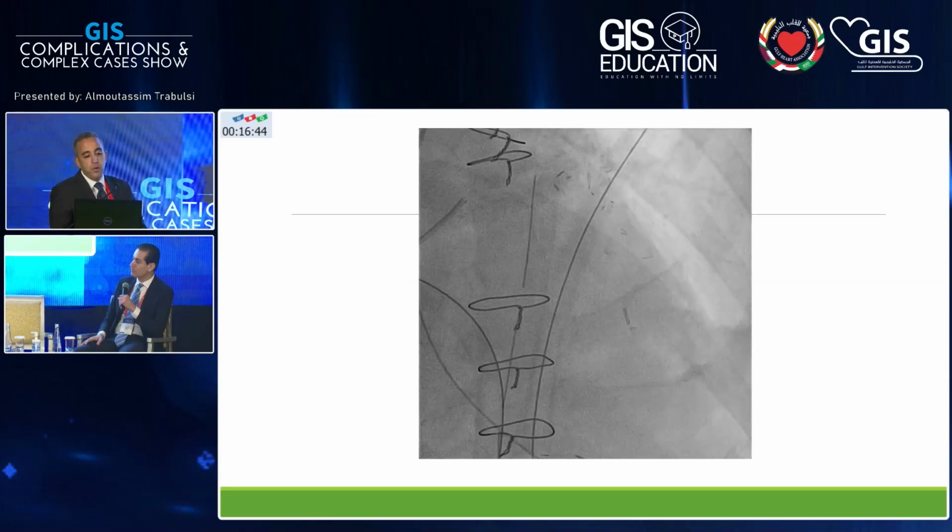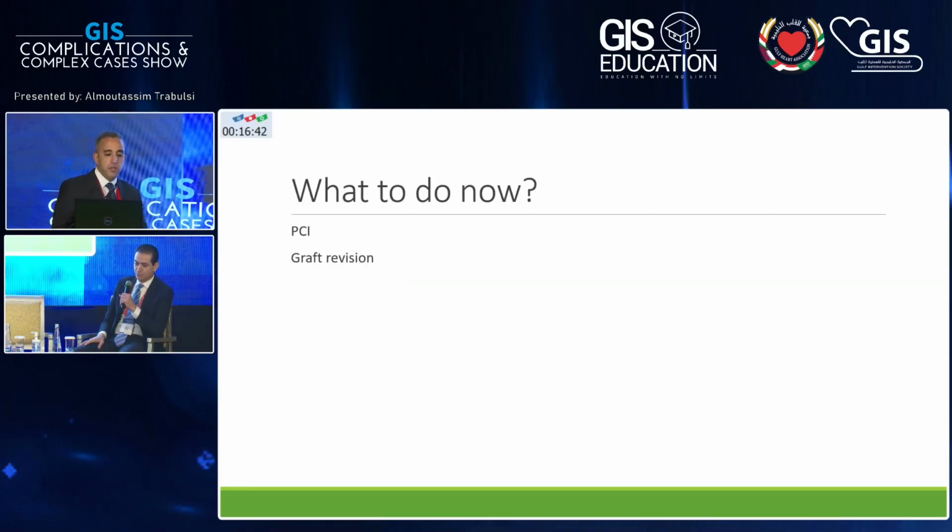My question now to the audience is, for the PCI, what would the option be? We have a CTO on the LAD, and then you have probably the culprit, which is the PDA. What would you do next? Would you go after the PDA first? Would you go after the LAD? You have a fresh open chest, the patient can go back to the OR. So that was also the debate about where to start. The patient is sick, hypotensive on pressors. Should he do PCI, or should Dr. Barber take the patient back to the OR?